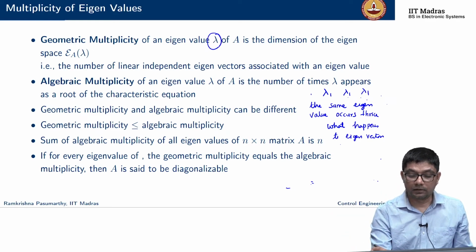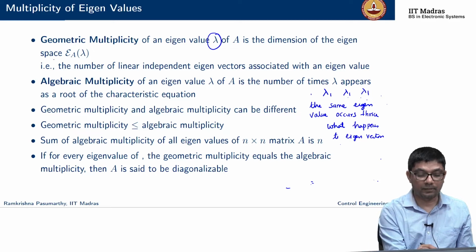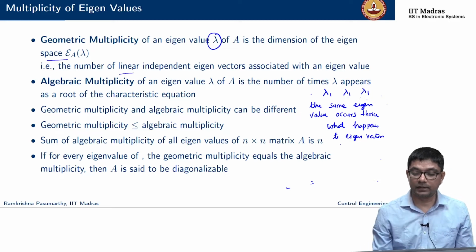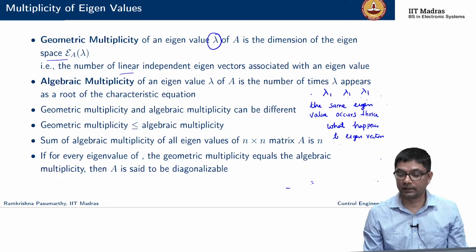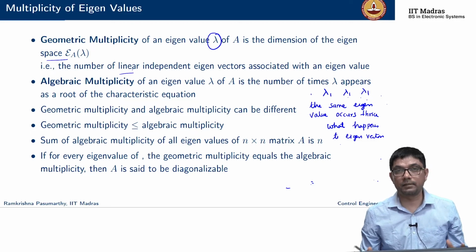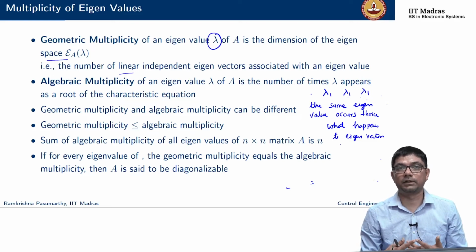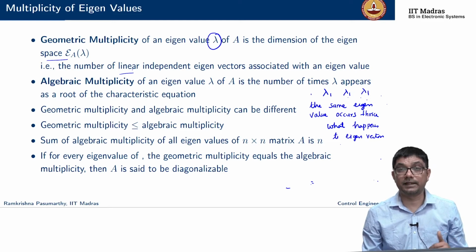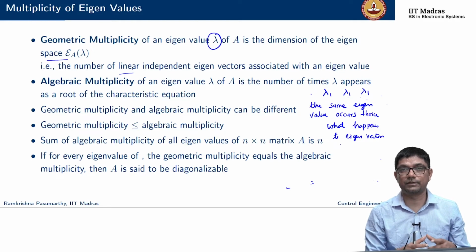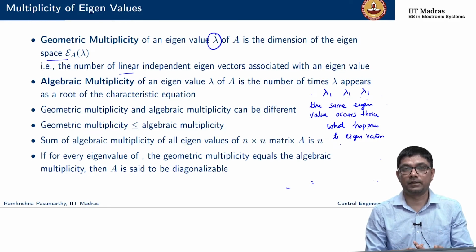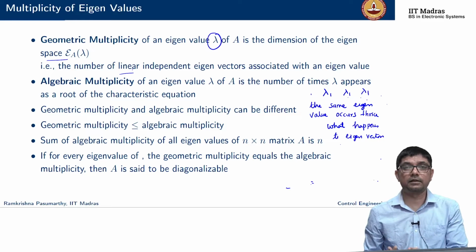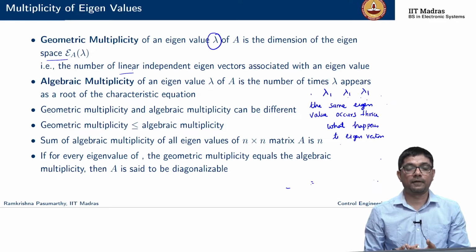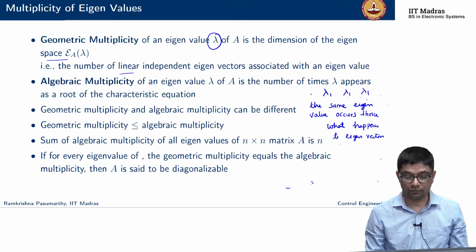So the geometric multiplicity is the dimension of the eigenspace, that is, the number of linearly independent vectors associated with an eigenvalue. Algebraic multiplicity is the number of times that particular lambda appears. Geometric and algebraic multiplicity can be different. We saw for the same lambda equal to 1, 1, I had a matrix which gave me a geometric multiplicity of 2, and another matrix again with eigenvalues 1, 1 gave me a geometric multiplicity of only 1.